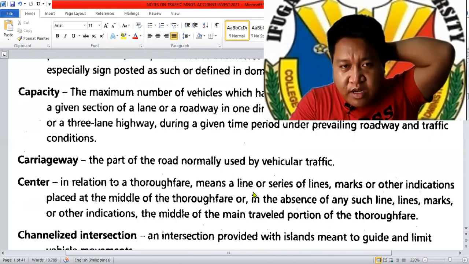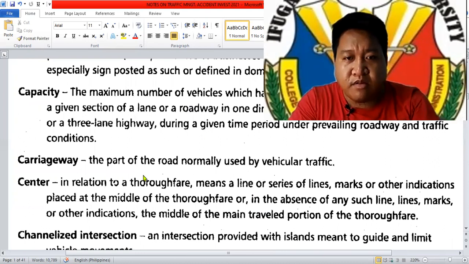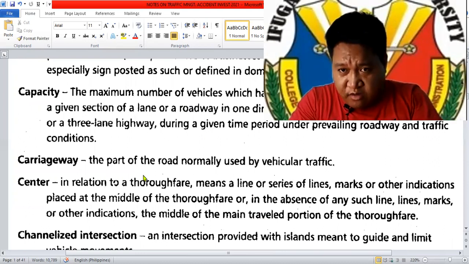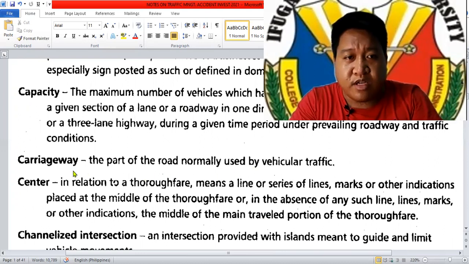Then carriageway, that is the part of the road normally used by vehicular traffic. So mostly ito yung part where the vehicles are using.